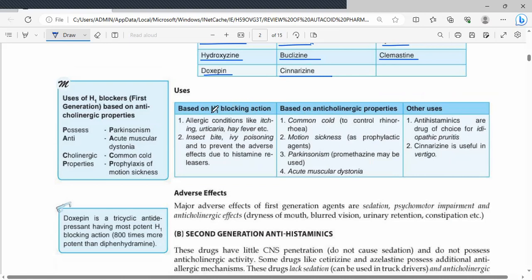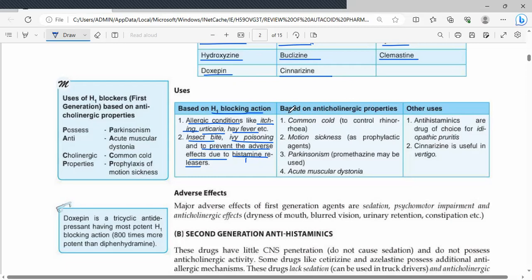Based on their antihistaminic, their H1 blocking activity, they can be used in allergic conditions such as itching, urticaria, hay fever. Also, to treat insect bites, since some insects contain histamine in their stings, and also to prevent adverse effects due to histamine release. Some drugs, like I told you, morphine, tuberculin, atropine, can induce histamine release. So as to prevent these adverse effects, you can use the first generation antihistaminics.